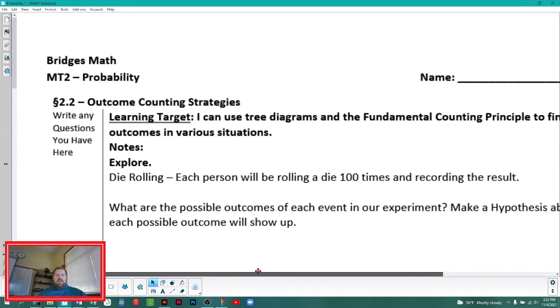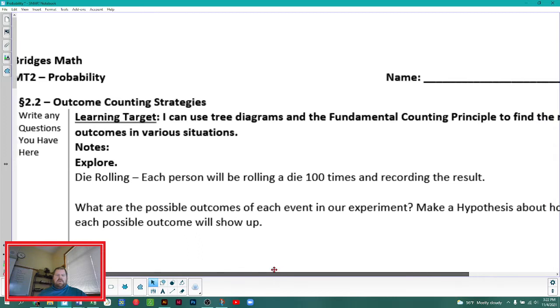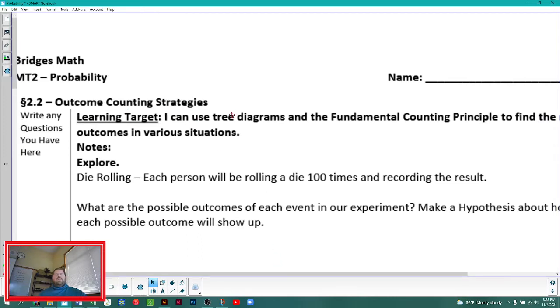Today we're going to be looking at, kind of an overall goal is to look at some outcome counting strategies for when we have one event occurring and when we have multiple events occurring, and trying to figure out how many outcomes are possible. We're going to be using tree diagrams as well as the fundamental counting principle.